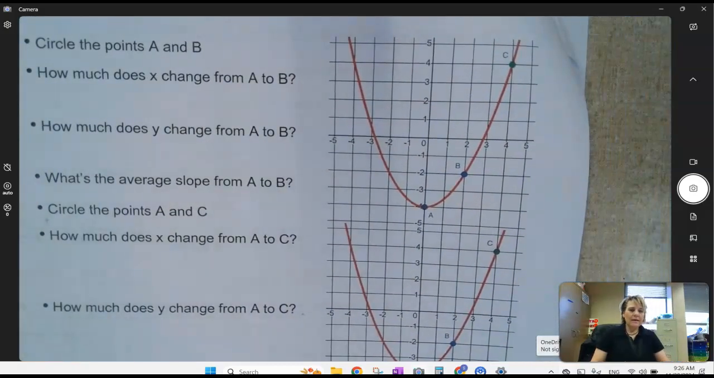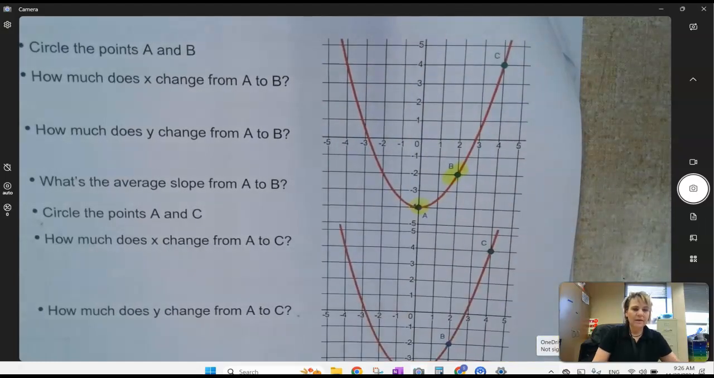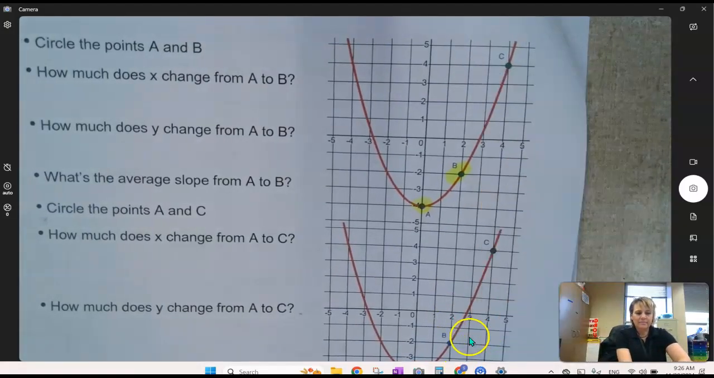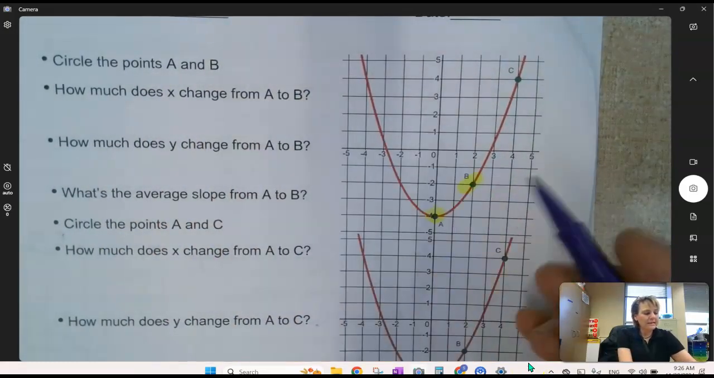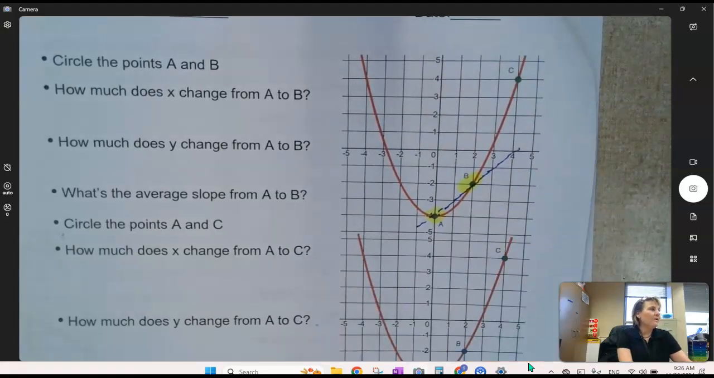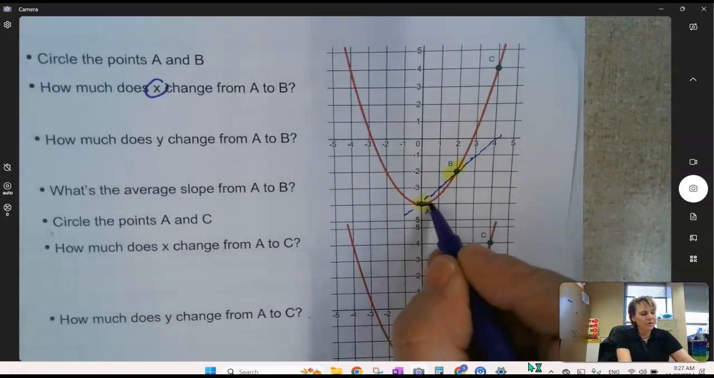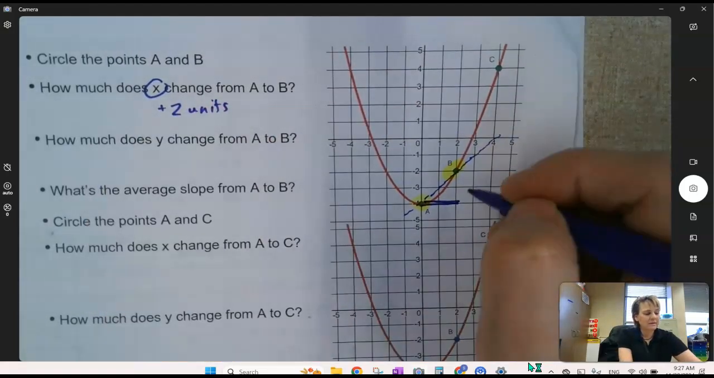Okay, so we're going to circle the points A and B. Or you can use a highlighter. There's our 2 points, A and B. And we're kind of going to think of this as straight line slope. Okay, we're looking at still average rate of change. You can think of it as being like the slope of the line between those 2 points. The x change, how much does it go horizontally, is 2 units. Positive, right? Let's keep track of positive and negative.